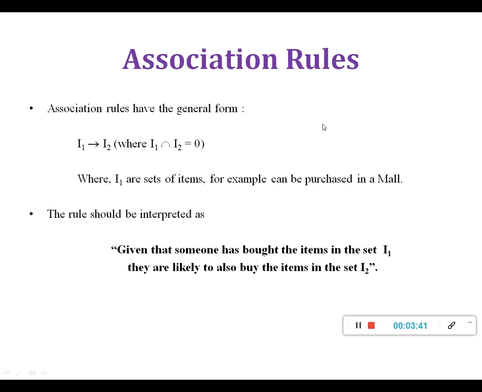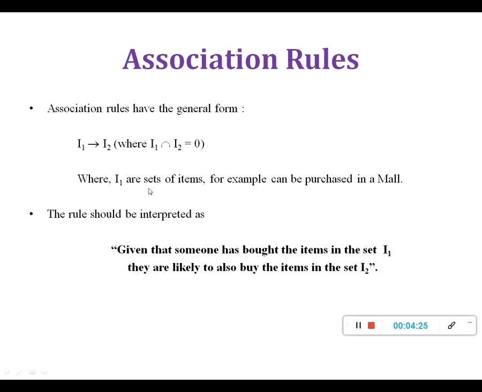Now, how are the rules formed? We have seen that it always depends: if this thing, then this will be the result. So if-then is the pattern of our rules. If I say if I1, then the result will be I2. So it is in the form of if and then. We represent it as I1 implies I2, meaning if we consider I1, then there will be I2. But what is the condition given for the if-then statement? Their intersection should be 0, meaning there should not be any common item between I1 and I2.